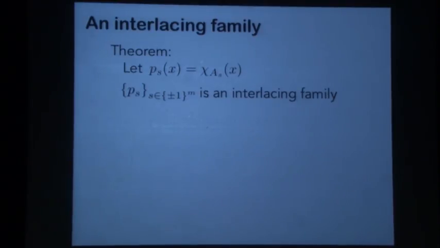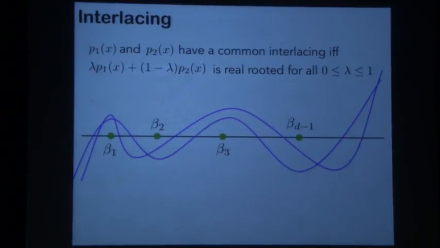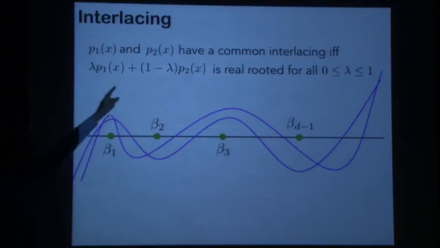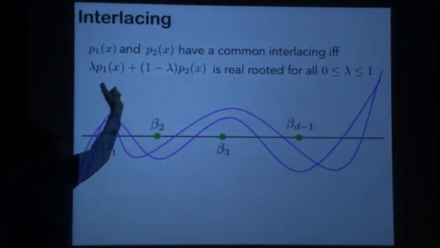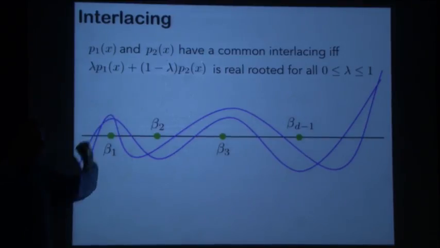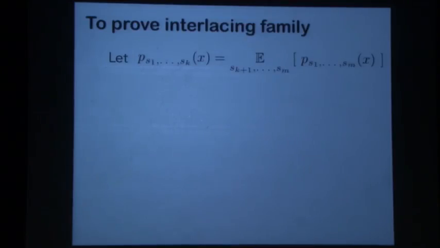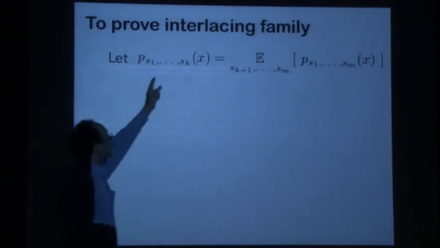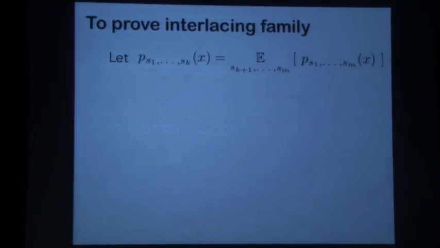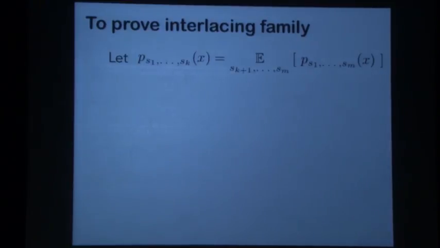As I mentioned last lecture, there is an easy way to show that two polynomials have a common interlacing: show that every convex combination of them is real-rooted. If this is real-rooted and that's real-rooted, and every convex combination is real-rooted, that is an if and only if condition for those two polynomials to have a common interlacing. So let's do that. What is my interlacing family going to be? I'm going to fix the sign of the first k edges. The ordering doesn't matter, just pick an ordering on them.